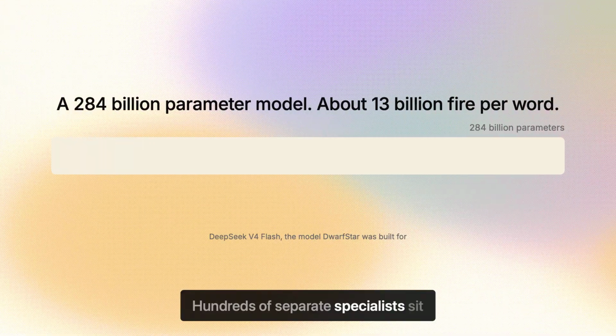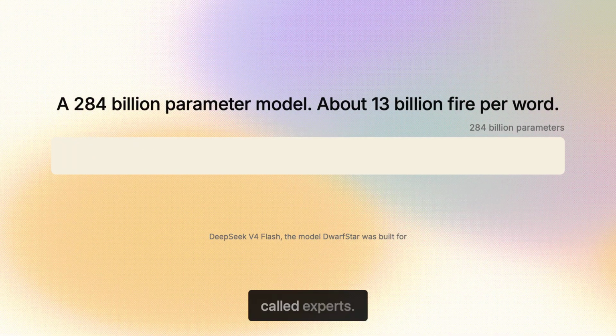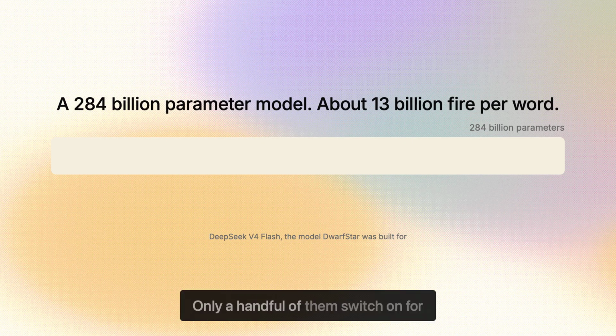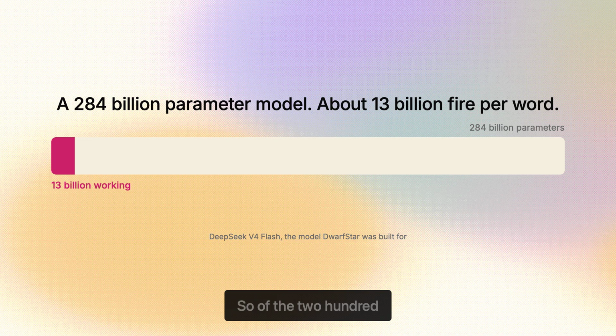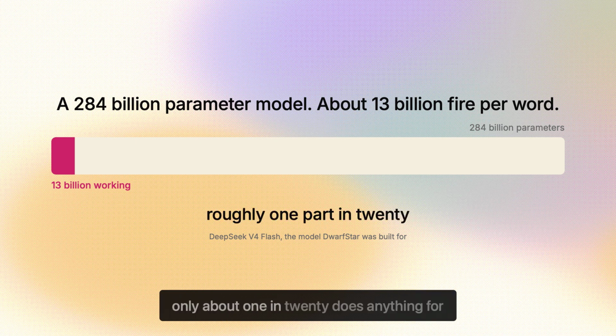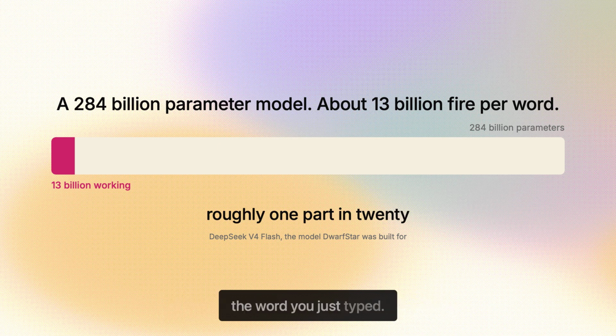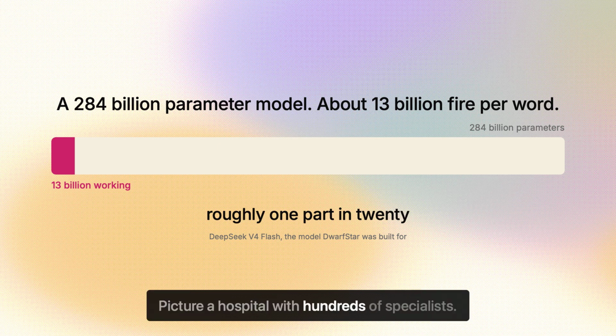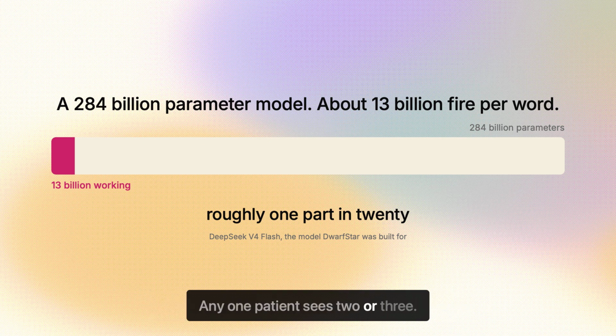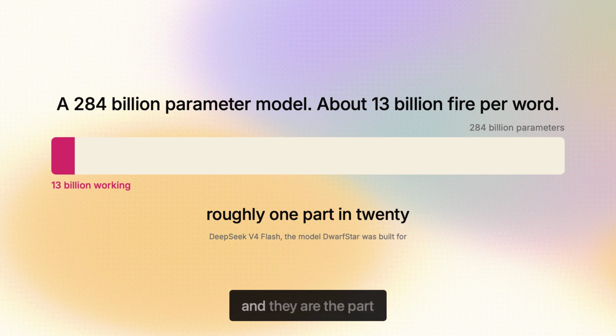Hundreds of separate specialists sit inside a model like this, called experts. Only a handful of them switch on for any given word. So, of the 284 billion parameters, only about 1 in 20 does anything for the word you just typed. Picture a hospital with hundreds of specialists. Any one patient sees 2 or 3. The experts that stay idle are almost all of the model size, and they are the part you get to move around.